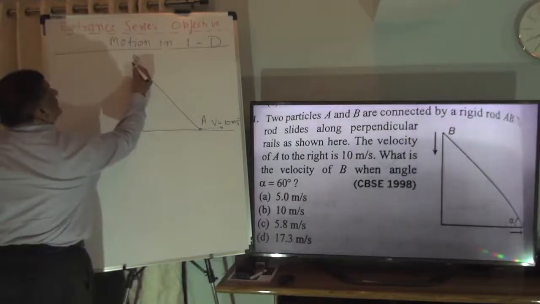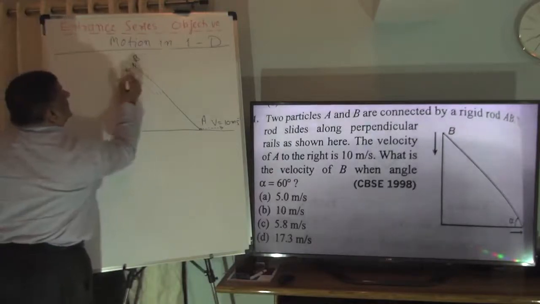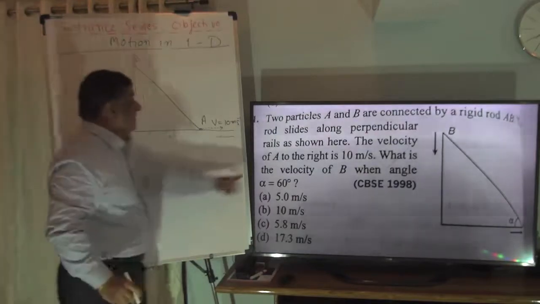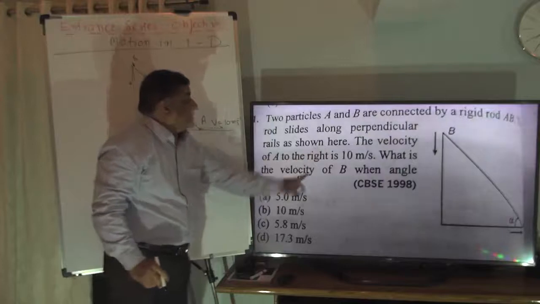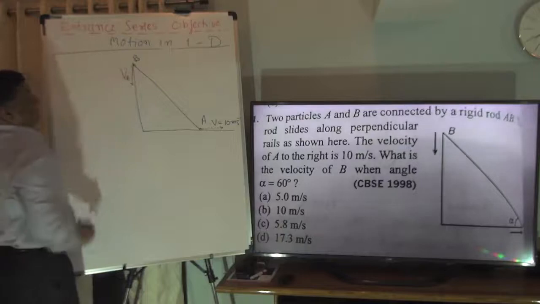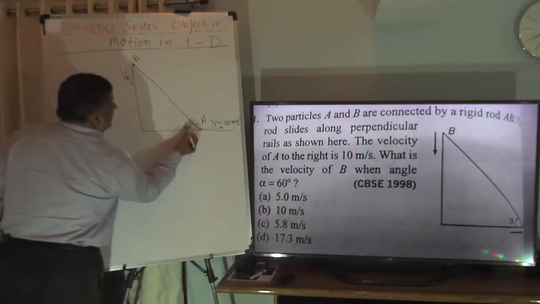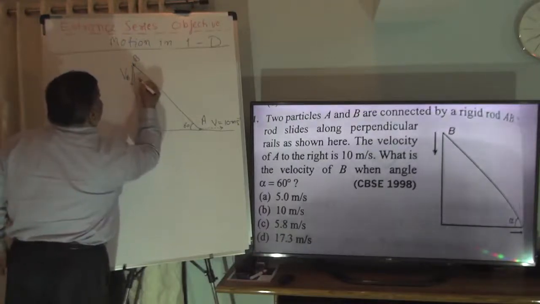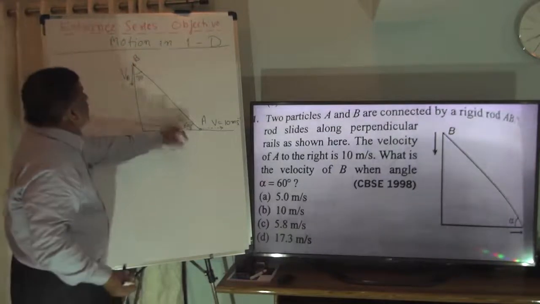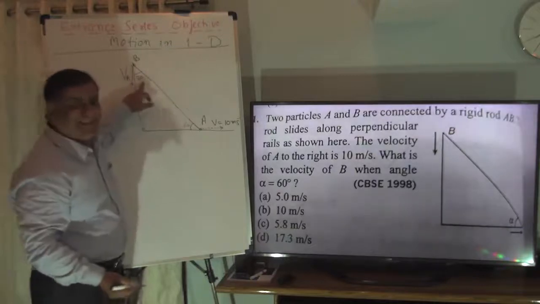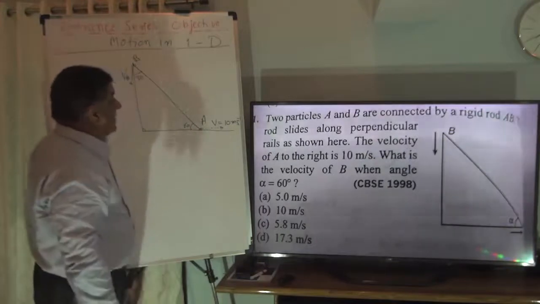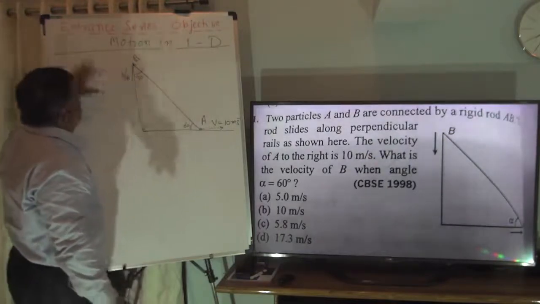In which direction is this particle B moving? The answer is B is moving in this direction, and we have to find its velocity. What is the velocity of B? So let us say this velocity is VB. The angles: this angle is 60 and this angle is 30. Of course, this is 90. Therefore, if this is 60 given, then this has to be 30 degrees. The velocity VB we have to find.